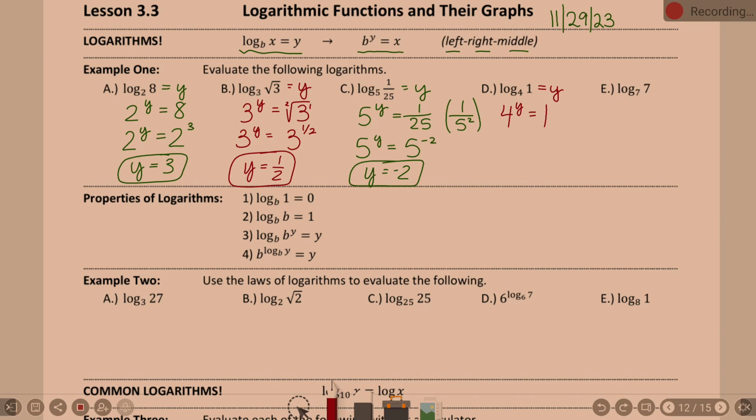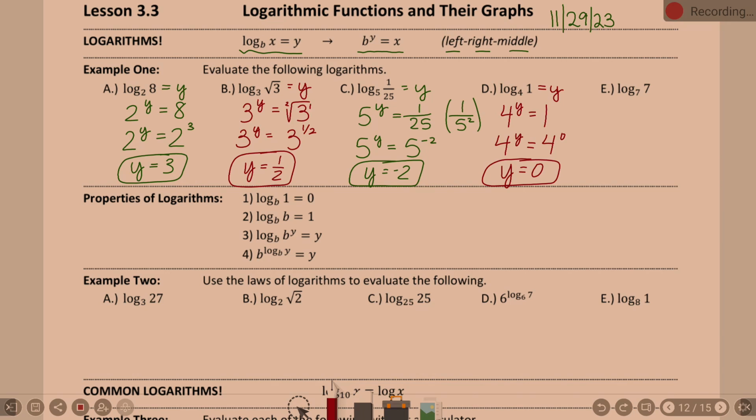Anything raised to the 0 power is equal to 1. So if you want, I agree, you can just say y equals 0. But if you want a step in between, 4 to the y, well, 1 can be rewritten as 4 to the 0, yes? So there's me showing you the bases are the same. Not that you would have to go that step, but anything raised to the 0 power is 1. We've talked about that lately, haven't we?